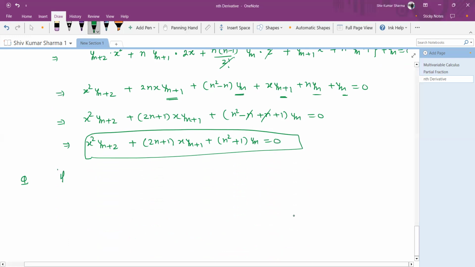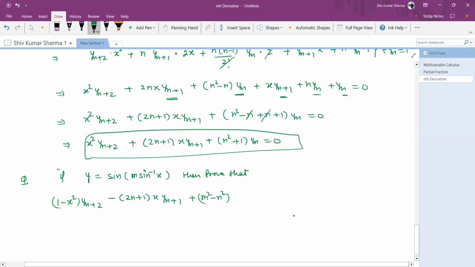The next question is: if y is equal to sine of m sine inverse x, then prove that (1 minus x square) into yn plus 2 minus (2n plus 1) x into yn plus 1 plus (m square minus n square) into yn is equal to 0.